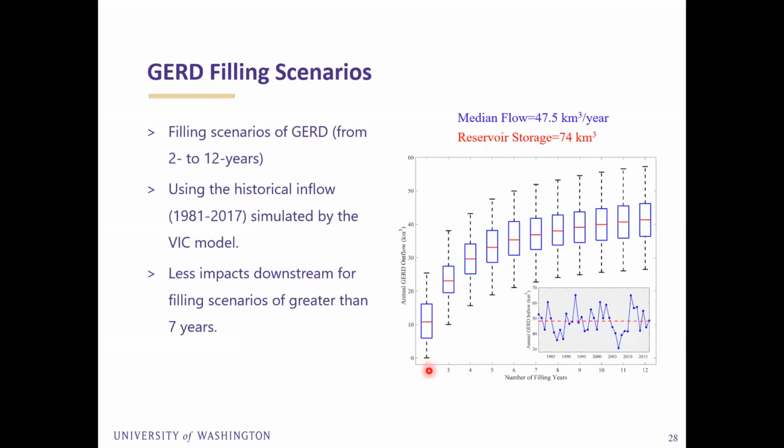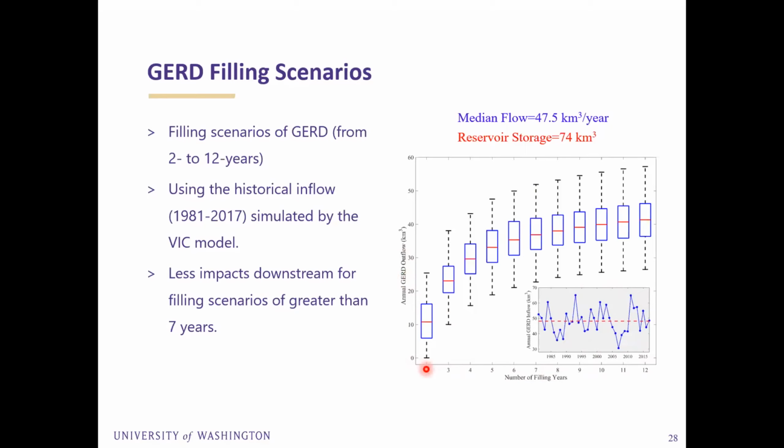So we test from 2 years up to 12 years of filling scenarios for the GERD. And then we use the historical inflow from our VIC simulations, and then we looked at the impact in the downstream. The figure here is showing, the y-axis is showing the annual GERD outflow from the GERD after being filled, and there are different scenarios. And the x-axis is showing, for example, 2 year filling scenario, 3 years, and so on. This inset is showing just the 37 years of inflow into the GERD. So this is an inflow and this is the outflow.